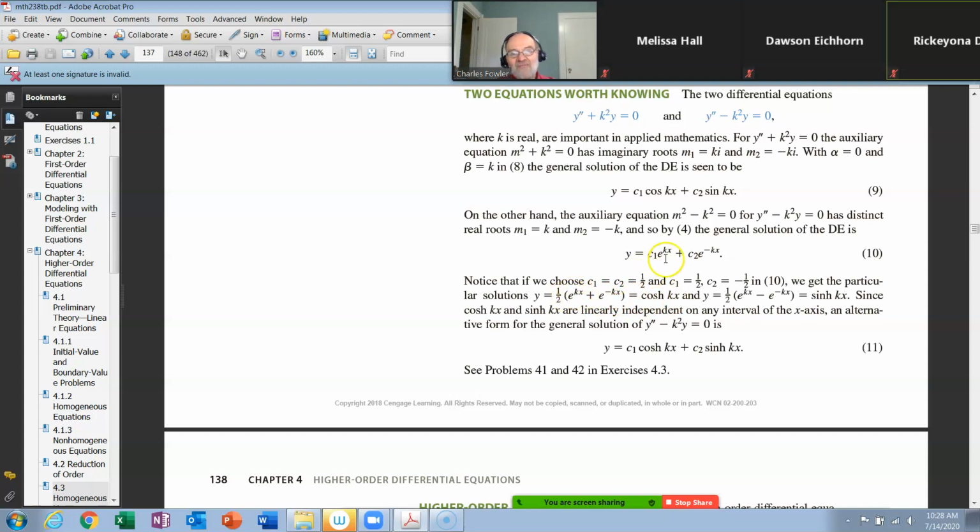Okay, 1/2 of this thing is your hyperbolic cosine, and 1/2 of the difference of those two would have been your hyperbolic sine. And since the hyperbolic cosine and hyperbolic sine are linearly independent of each other, you can also write this as that type of a form.